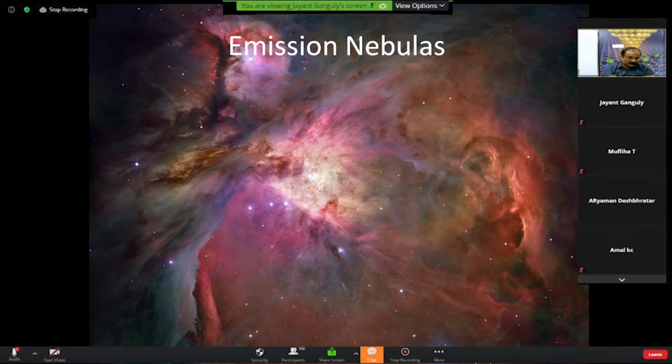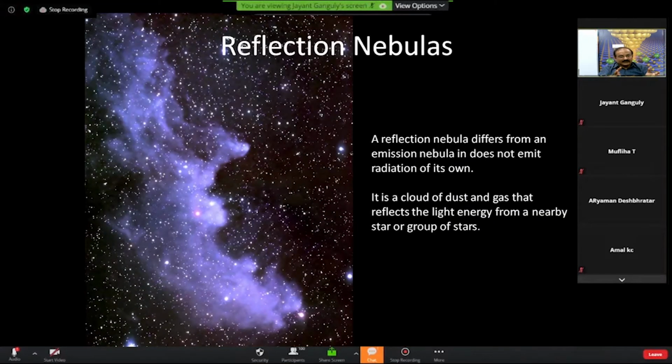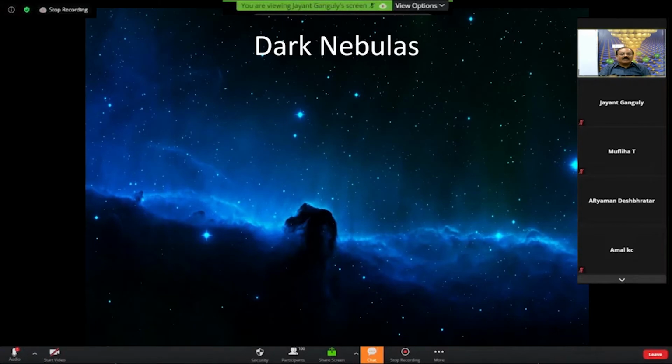This particular picture is showing you the Orion Nebula, which is an emission nebula because it has a star within it, very much inside that gaseous volume, which energizes the gases and ultimately they radiate. So that is called an emission nebula. Some nebulas reflect the starlight as the light falls on the surface of the nebula, so it is called a reflection nebula. And some nebulas have a lot of dust and gas inside, which obstructs the light from coming out, so we see a silhouette. This is the Horsehead Nebula, which is obstructing light, so we see the silhouette in the form of a horse's head.